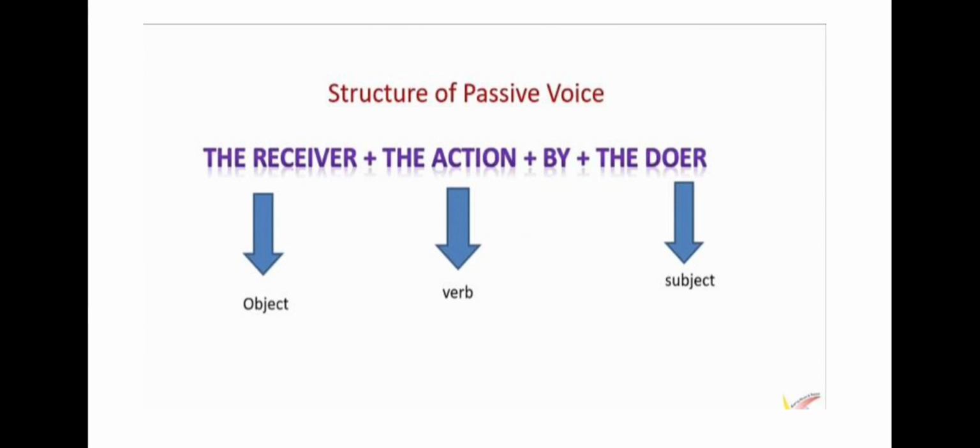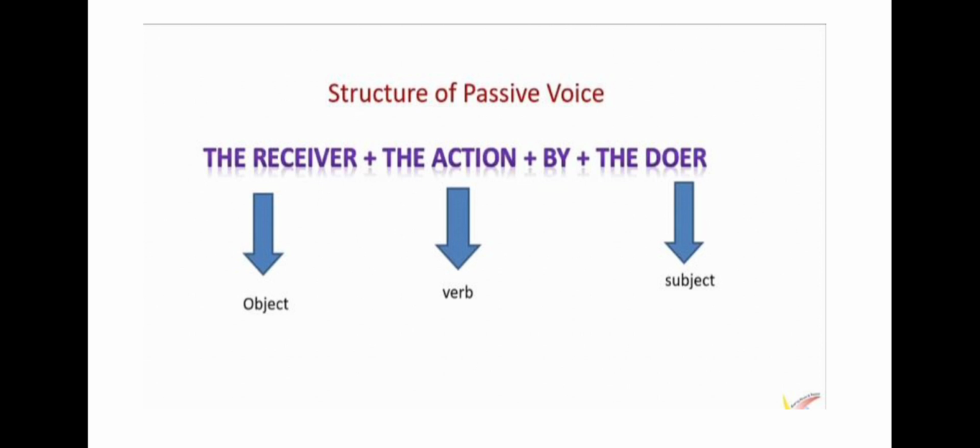Now let us see the structure of the passive voice. We have seen the structure of the active voice, that is the performer of the action, the doer of the action, plus verb, plus the receiver of the action, right? That is in active voice. Now the structure of passive voice is the receiver plus the verb plus by, which is the preposition, and plus the doer of the action.